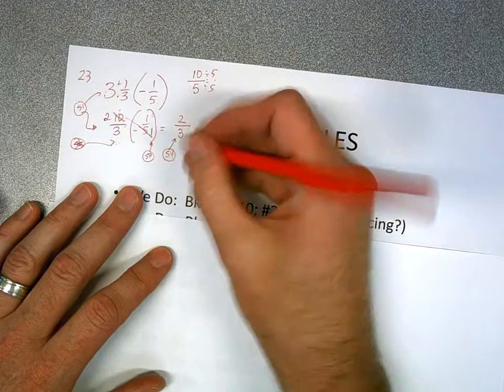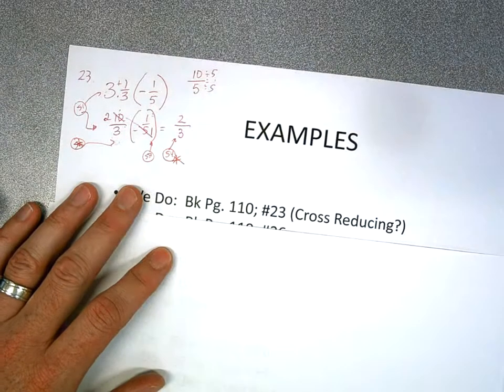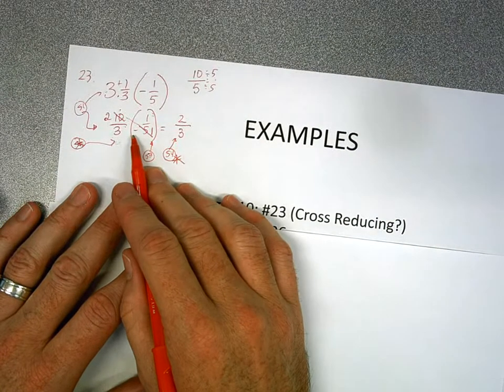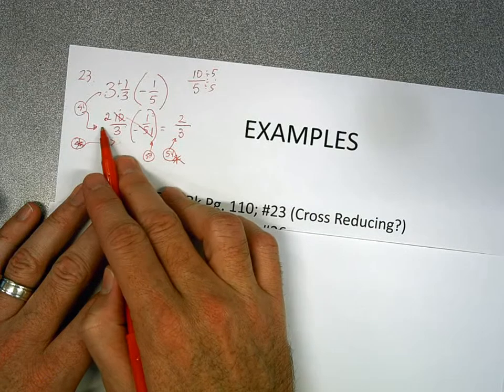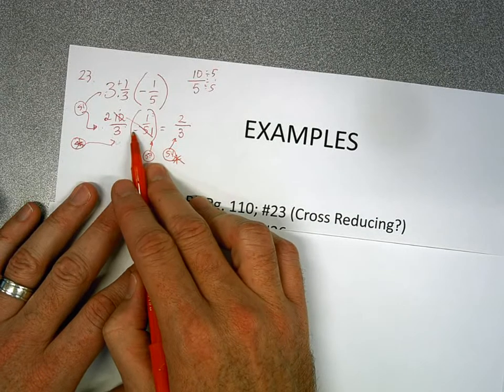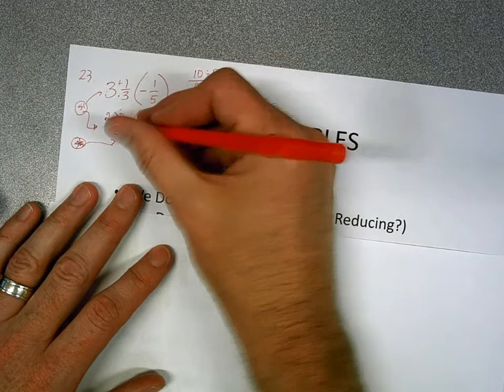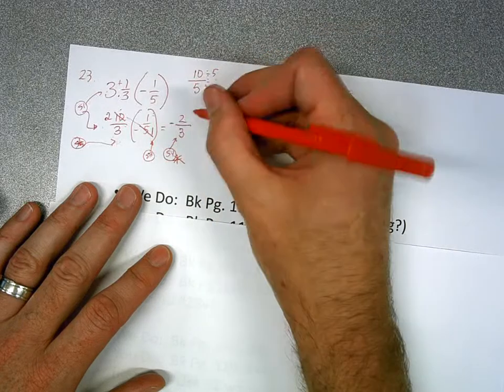Now, here's what I want to do. Put a little star by step 4. Don't forget your negative, right? We have a positive times a negative. Positive, they're different, so it gives us a negative.